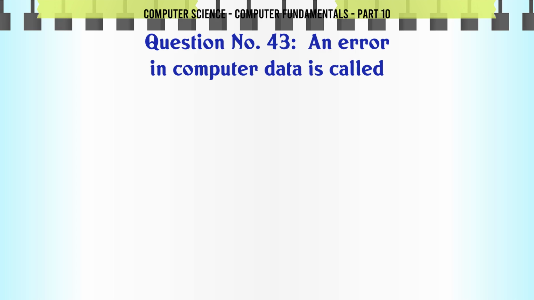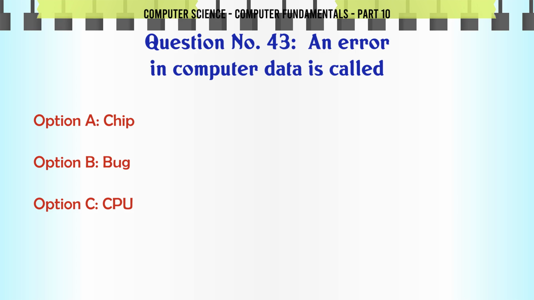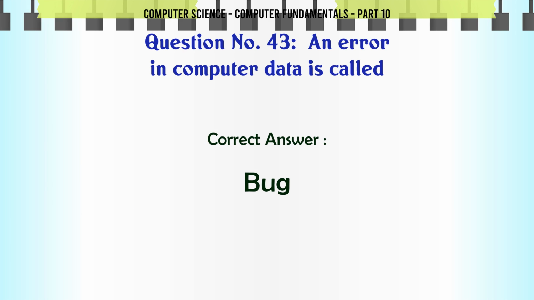An error in computer data is called A. Chip. B. Bug. C. CPU. D. Storage devices. The correct answer is bug.